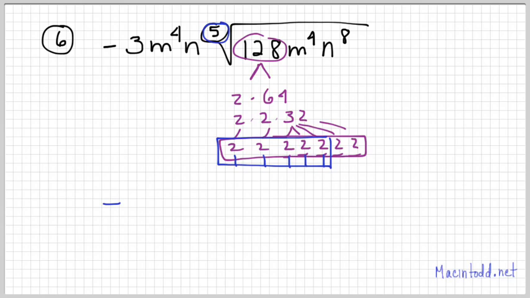So I bring a 2 out. That gives me 6: 2 times negative 3. And inside here, I've got those 2 2's still left over. That's 4. Let's deal with the variables.